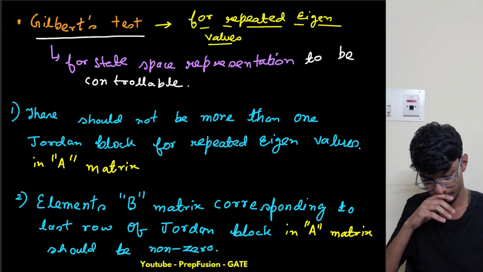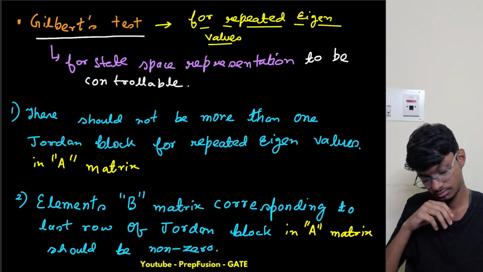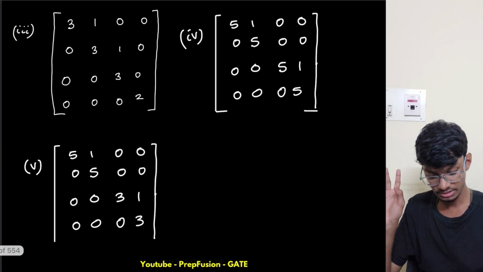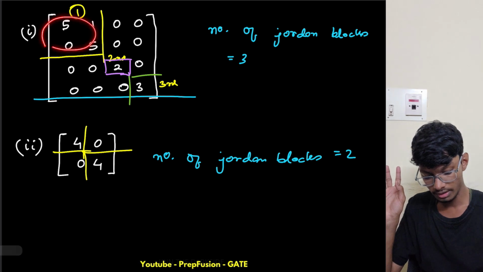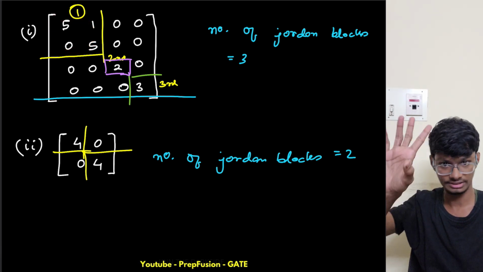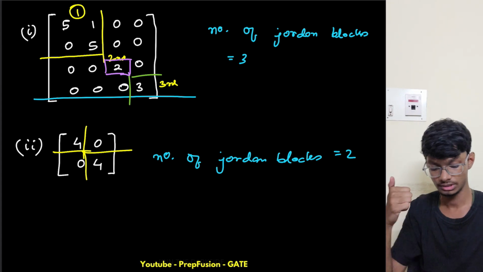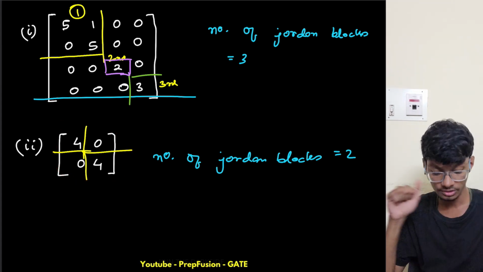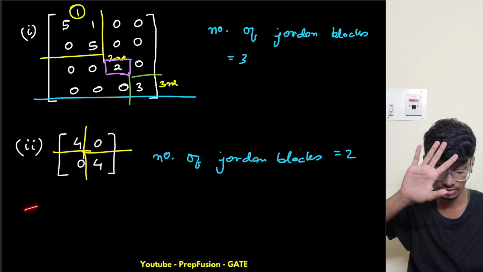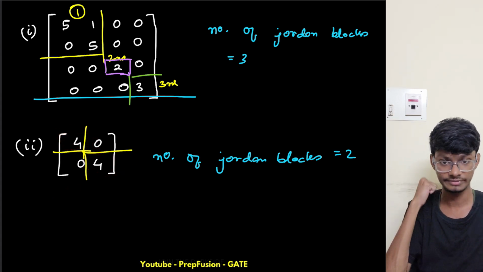So this is basically what Gilbert's test means. As we can see, this has only one Jordan block for the repeated eigenvalue. So the first criterion is satisfied, the second criterion I will come to. Now this has two Jordan blocks for the same repeated eigenvalue, so this is not satisfying the first criterion, so this is gone. The system is not controllable.